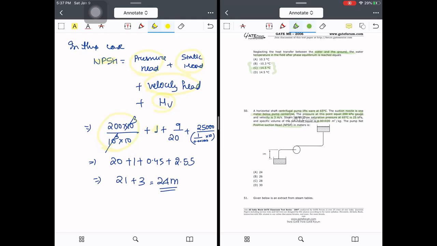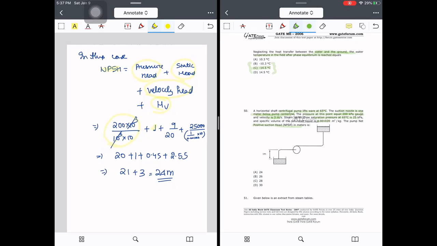Plus they have also told that the suction nozzle is 1 meter below the pump center line. So I will add 1 meter. It is also with respect to every head, whatever water head they have mentioned is with respect to water. Then velocity head they have told it is 3 meter per second. So I will convert this velocity in terms of head, that is 3 square by 2g, that is 20.